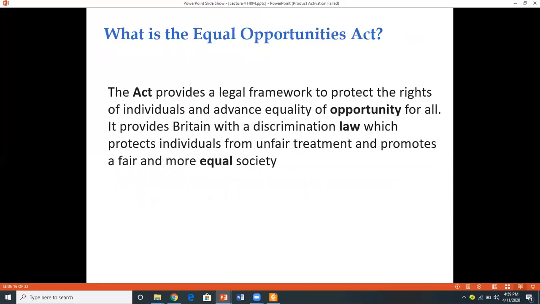What is the Equal Opportunity Act? The Act provides a legal framework to protect the rights of individuals and advance equality of opportunity for all. It provides Britain with a discrimination law which protects individuals from unfair treatment and promotes a fair and more equal society.